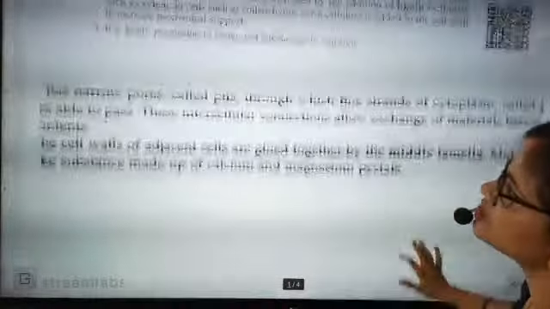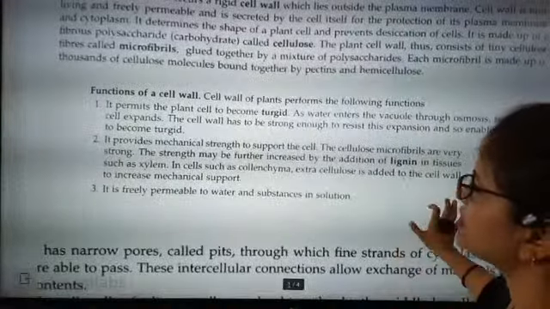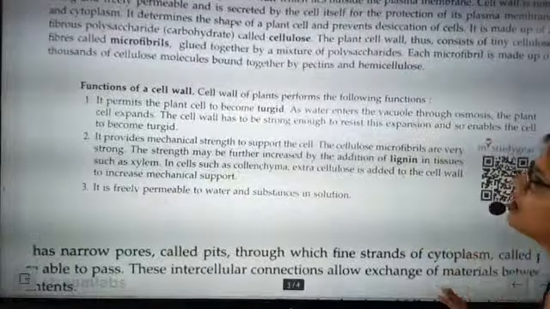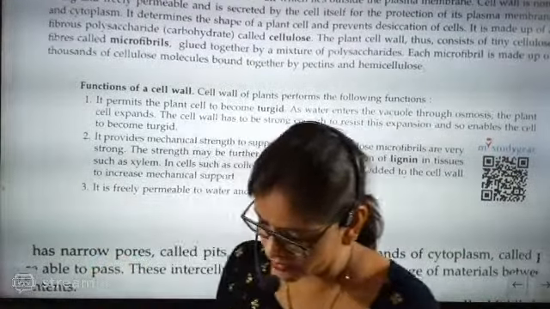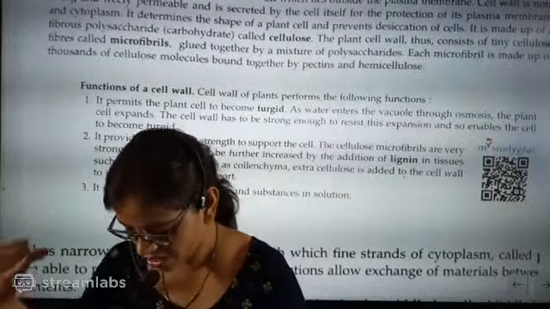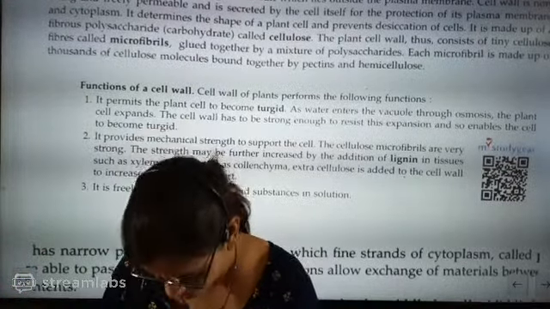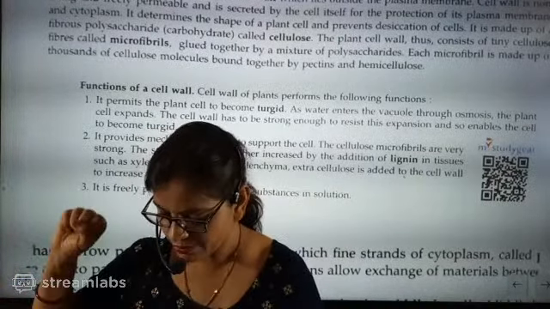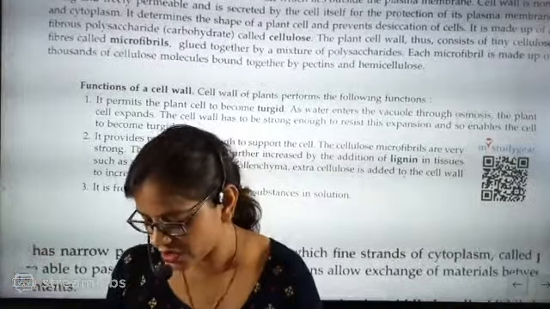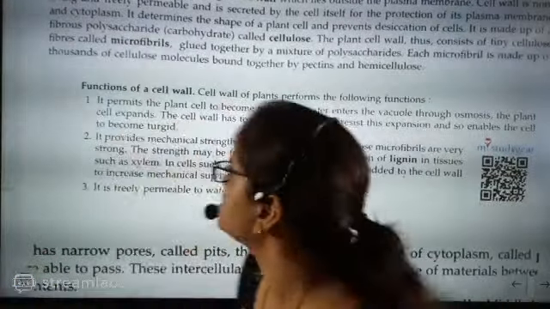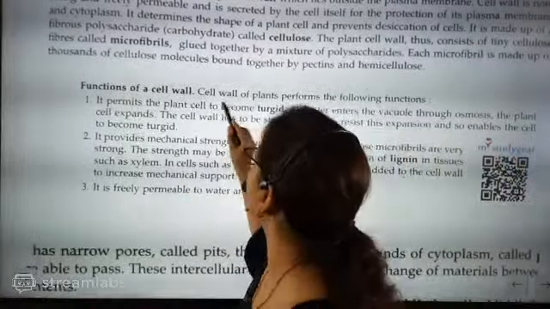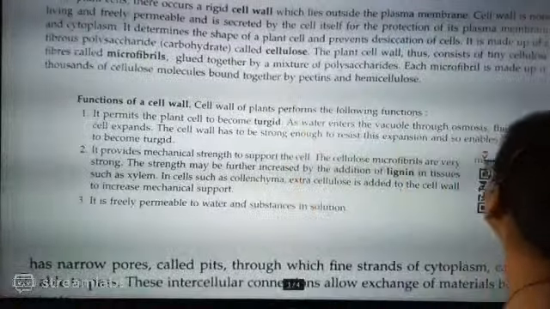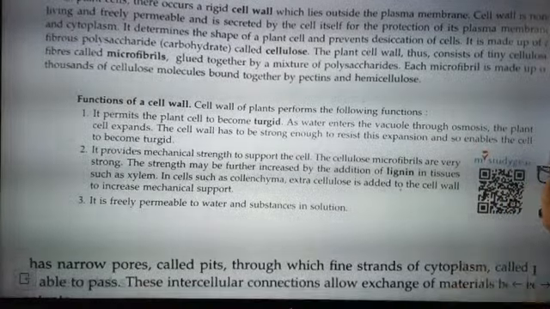So we have understood about cellulose and about the cell wall. The key points of the cell wall we have understood: living, rigid, non-living, freely permeable, secreted by the cell, prevents desiccation, and made up of cellulose. Best part. Now, beta, the function. We will be seeing the function of the cell wall. What is the function of the cell wall? The cell wall of a plant performs the following functions.